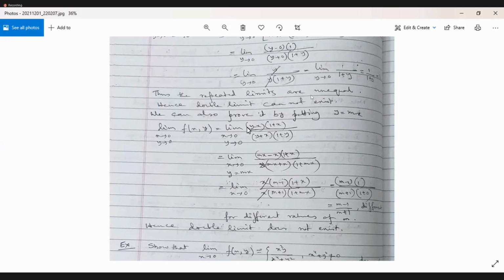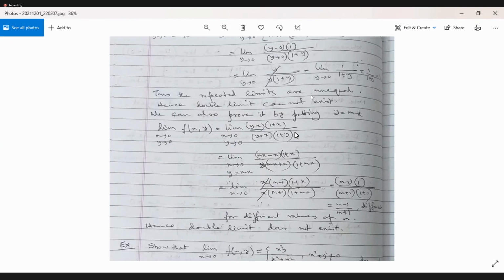Now, what I was saying, suppose the function is, instead of y minus x into 1 plus x by y plus x into 1 plus y, let us take the function as y minus x into 1 plus x into x. Suppose in the numerator we are having x or y. Or better do one thing. Let us remove this 1 plus y. Simply remove this 1 plus y from the denominator. Suppose the function is y minus x into 1 plus x divided by y plus x.